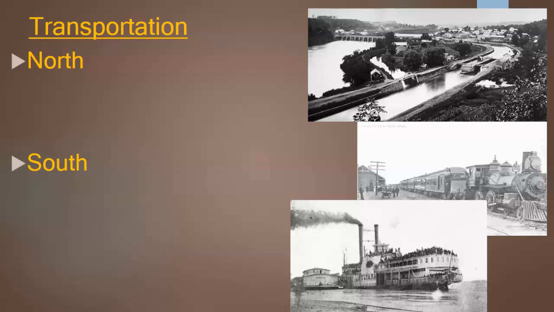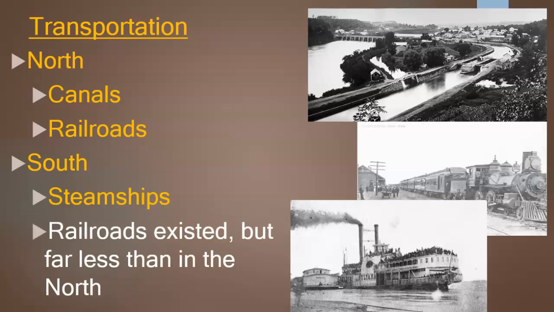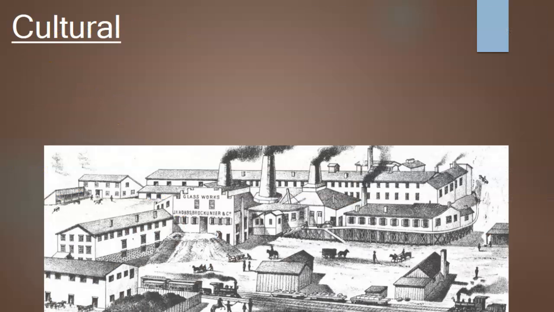Transportation is also going to be very different and develop very differently in the North and in the South. In the South, it's going to be mostly the steamboats, but in the North, it's going to be the canals and railroads. Railroads existed in the South, but far less than they did in the North. And you'll see maps and charts of that later.